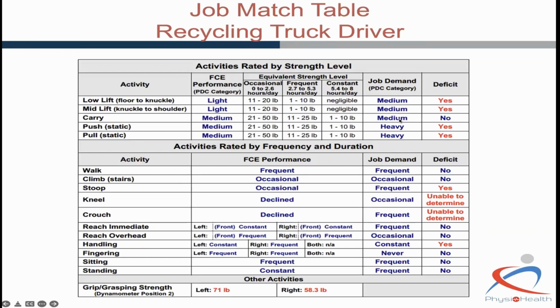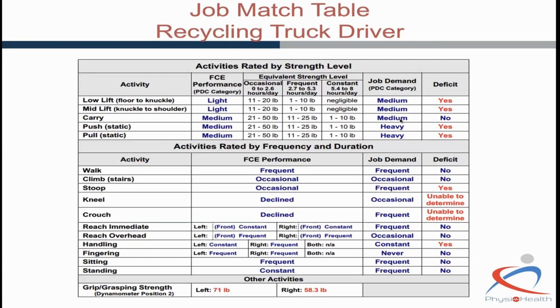Carrying, he was able to carry within that range. So I should say a footnote here. If the job demand says 50, but the person demonstrates the ability to carry, say, 40 during the FAE, that's still within the medium strength demand. So if they fall within that strength demand category, we take that into consideration. So although in this case, I believe, he lifted 40 and not 50, he still meets the job demand.